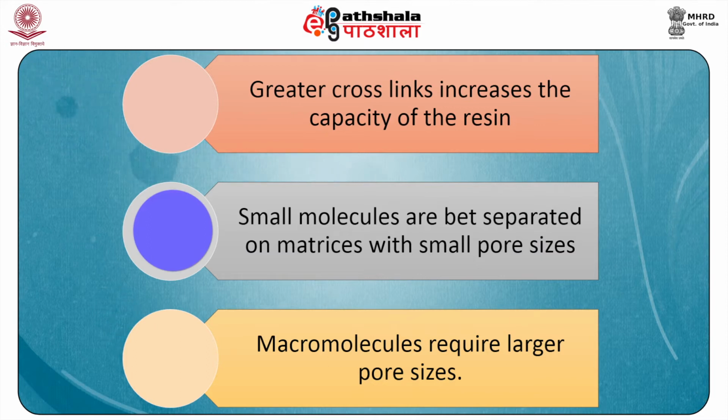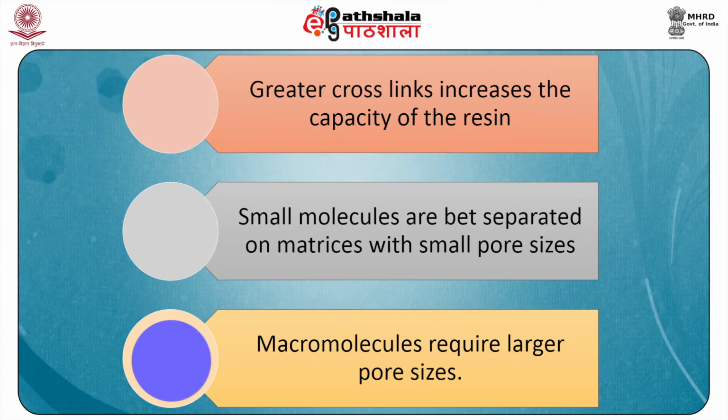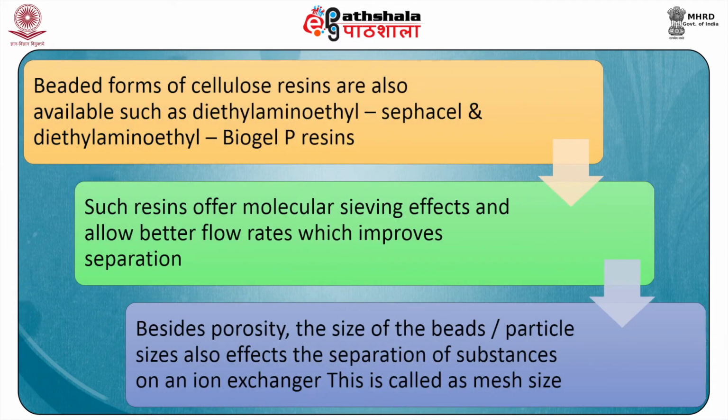Small molecules are better separated on matrices with small pore sizes. Macromolecules require larger pore sizes. Cellulose ion exchange resins are fibrous and are best for purifying large molecules like polynucleotides and proteins because their functional groups are exposed on the surface and hence easily accessible for binding. Beaded forms of cellulose resins are also available, such as diethylaminoethyl Sephacel and diethylaminoethyl Bio-Gel P resins. Such resins offer molecular sieving effects and allow better flow rates, which improves separation.